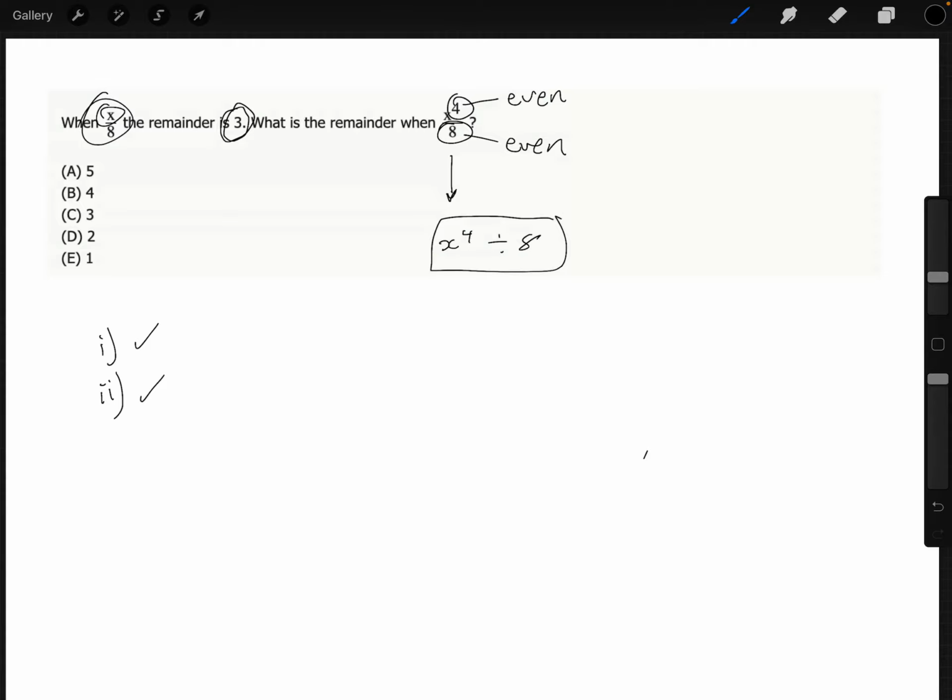That's really simple, right? So all you would do is say 3 squared equals 9, divided by 8, remainder 1. And then here is your answer, answer E.